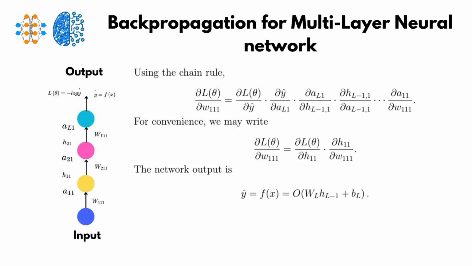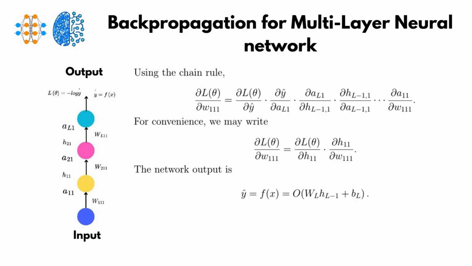Now we are ready to compute the gradient of the loss function with respect to the weight W111. Recall that this weight is located near the input layer, whereas the loss function is computed at the output layer. This means that the weight does not influence the loss directly. Instead, its influence passes through several intermediate computations inside the network. Because of this indirect relationship, we cannot compute the derivative in a single step. To resolve this problem, we use one of the most powerful concepts in calculus called the chain rule.